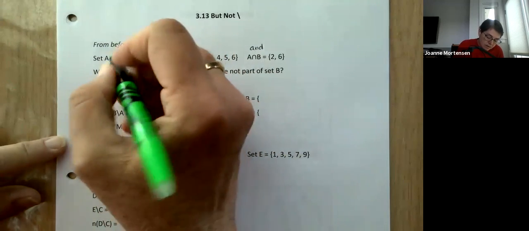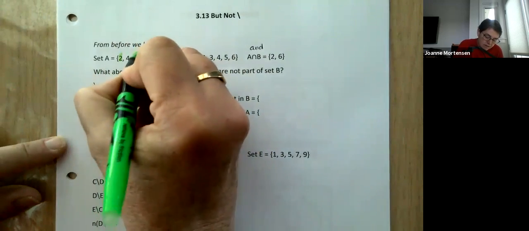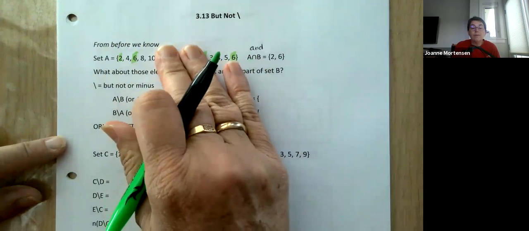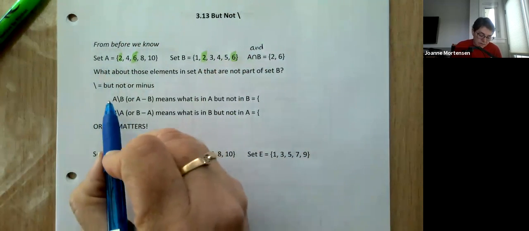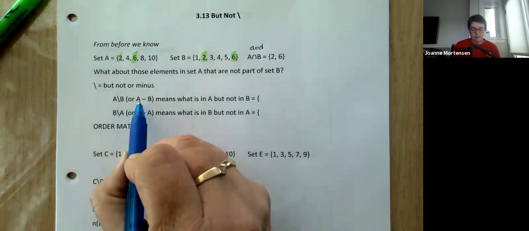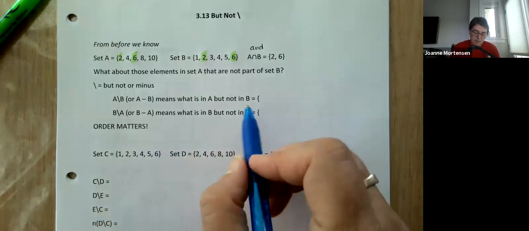So if 2 and 6 are common, highlight them there. It's like, well, what about the ones I didn't color? So A, but not B. And on some worksheets and textbooks, they might have A minus B.